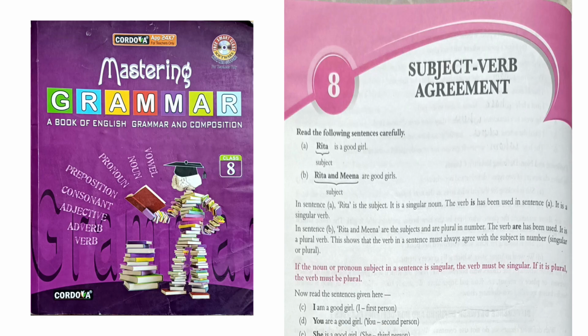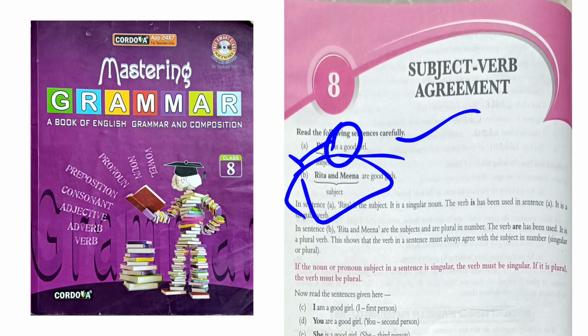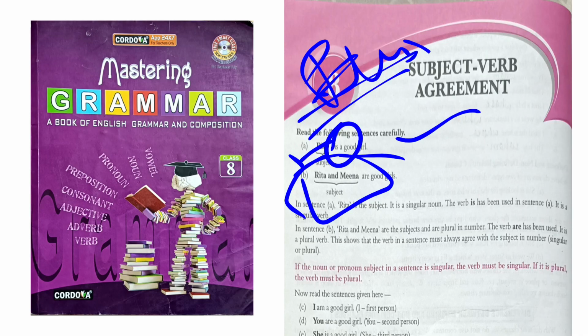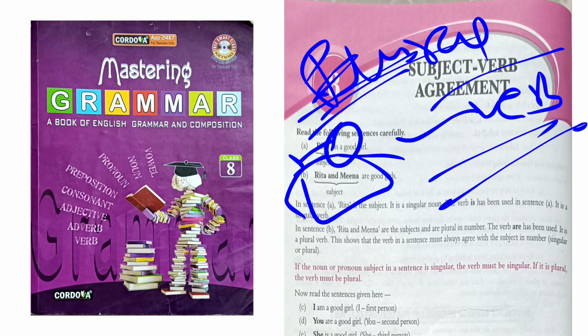So this is for class 8 students mastering grammar. Subject verb agreement, like Rita is a good girl. So Rita is what? Subject, and is a good girl is means is used here according to the Rita is singular subject, so we will put here is. But suppose if two persons are there like Rita and Meena, so they are plural, so we will use here plural verb. Understood? So when we are using verb according to the subject, that is called what? Subject verb agreement.